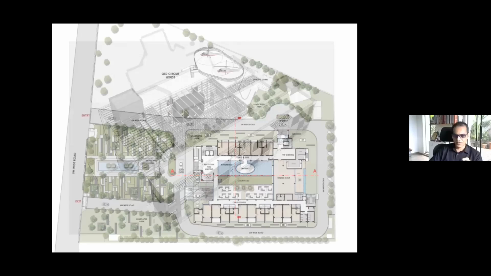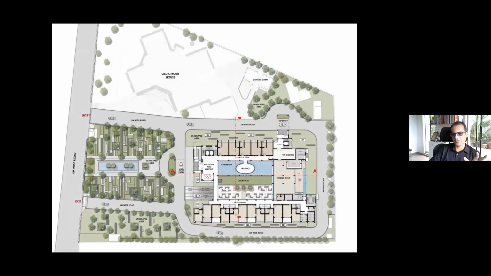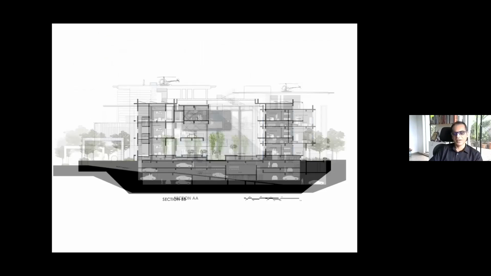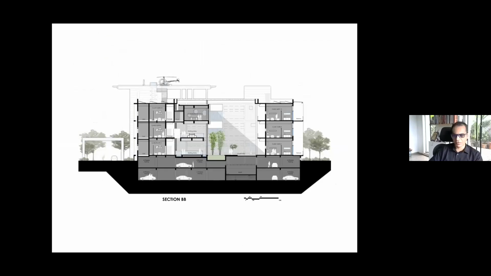There's a central courtyard and all the spaces are around that. And even the landscape in front is the extension of the central courtyard. This is the first floor. It also has a basement which accommodates about 120 cars. So, another section. I was talking about the creation of that courtyard, which you can see in this.